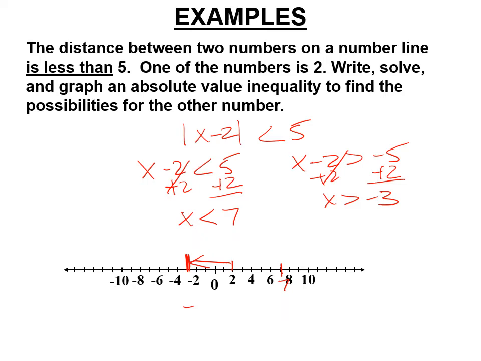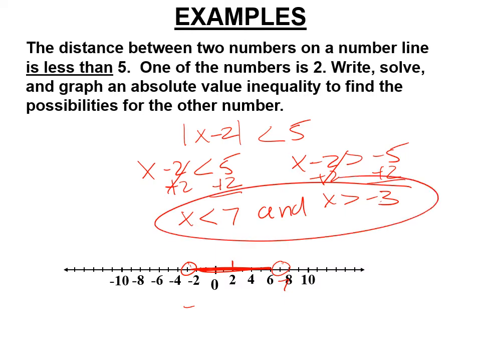So the solution to this is open circle on -3 and 7. They're both 5 away from 2. And then all the numbers that are less than 5 away from 2 are in between. This is an "and" inequality. So it could have been written like this.